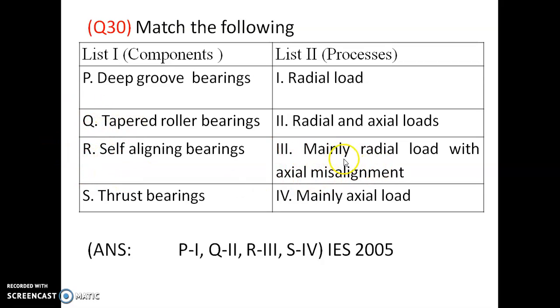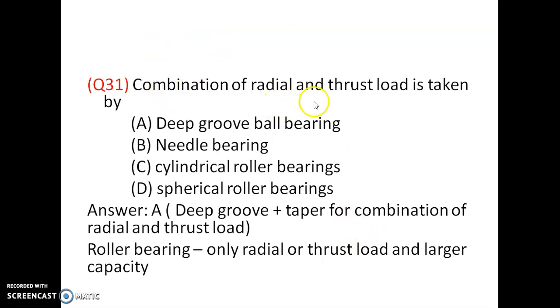It can carry misalignment, so mainly radial load with axial misalignment. Thrust bearings can carry only axial load. Deep groove ball bearing: radial load. A combination of radial and thrust load is usually taken by a tapered roller bearing, but here it's not given. So radial and thrust load is taken by deep groove. So option A is correct.